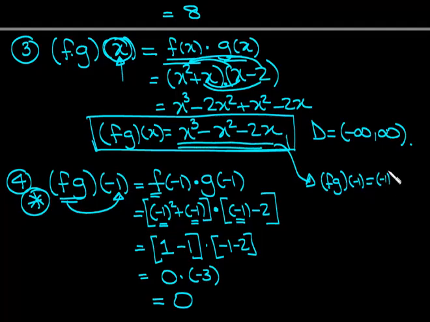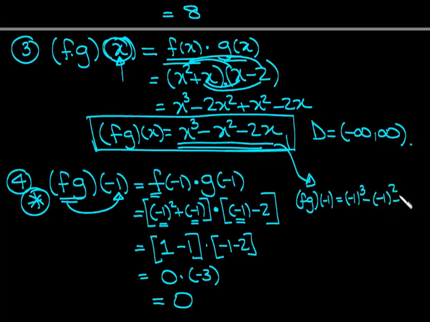So you get negative 1 cubed minus minus 1 squared plus 2 times minus 1. Let me write it better. We have fg of minus 1. We get minus 1 cubed minus minus 1 squared minus 2 times minus 1. Minus 1 cubed is minus 1. Minus 1 squared is 1. And then negative 1 times negative 2 is positive 2. So we get 0. So we see we got the same answer.